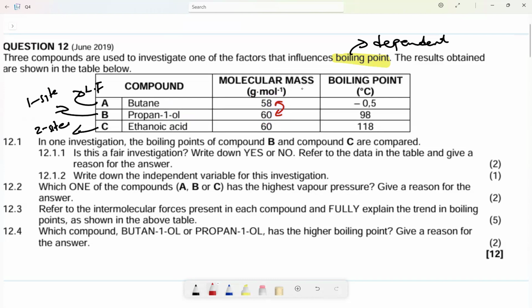The question is, how many independent factors do we have? We have chain length. Chain length, okay, we do not need that. Molecular mass is covered that for us. Butane, propan-1-ol, okay? Different homologous series, no branching, chain length not the same, but molecular mass. This is a fair comparison. I want to believe it is a fair comparison. Really?